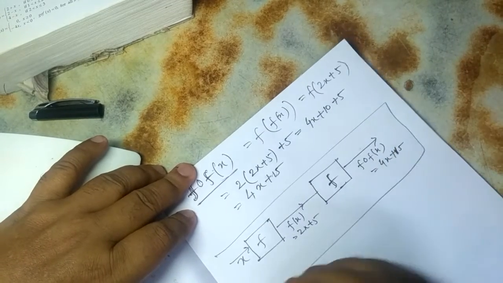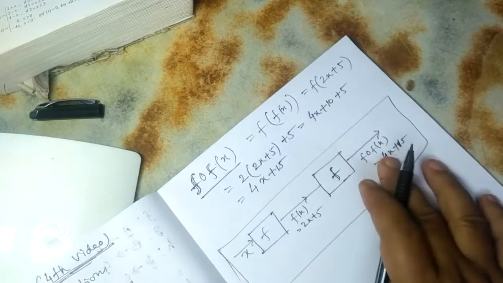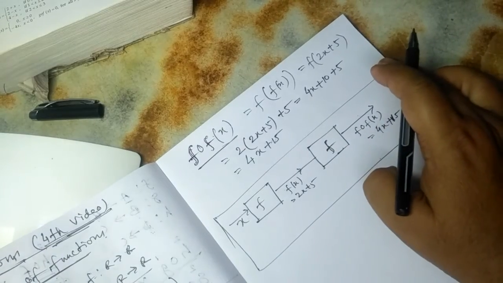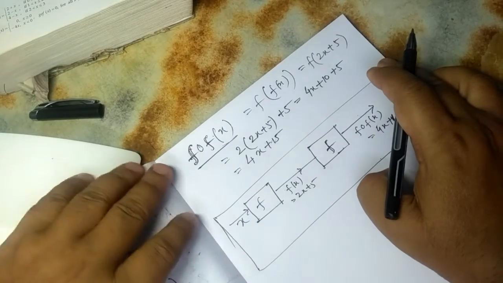This is the pictorial presentation of this one. f o f (x) is going to be 4x plus 15.